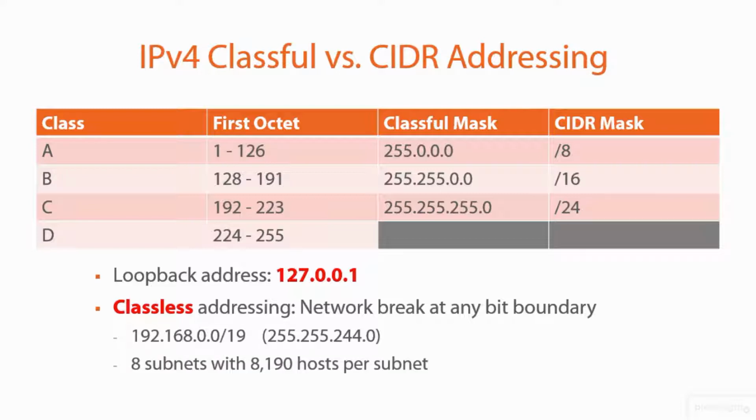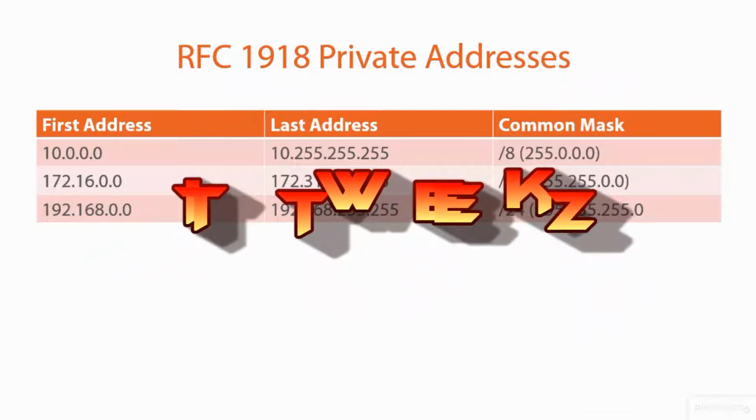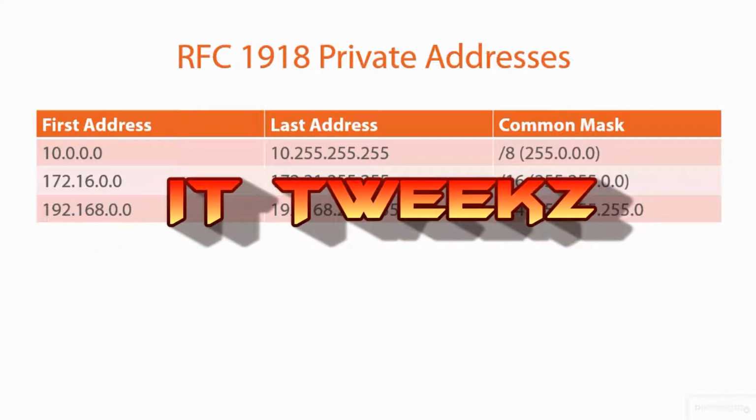255.255.244. And if you do the math, I should say, that will give you, instead of just one great big pool of addresses, 8 separate subnetworks, each supporting up to 8,190 hosts per subnet. Again, the reason why you might want to do this, called subnetting, is for performance reasons and for organization reasons and security reasons.